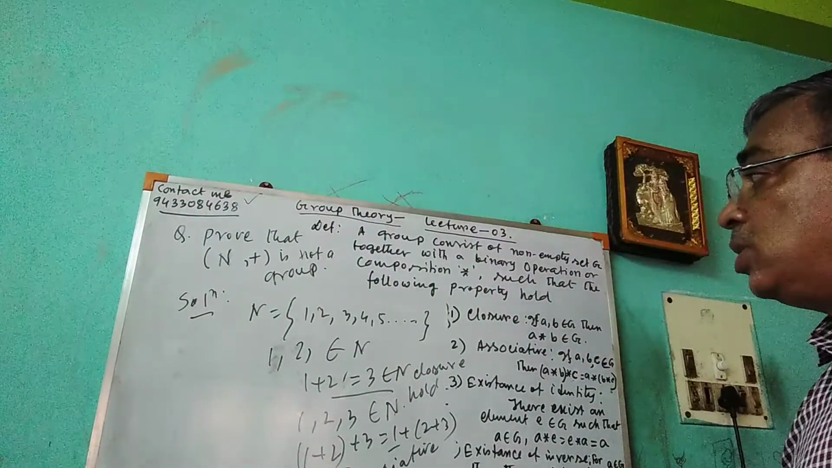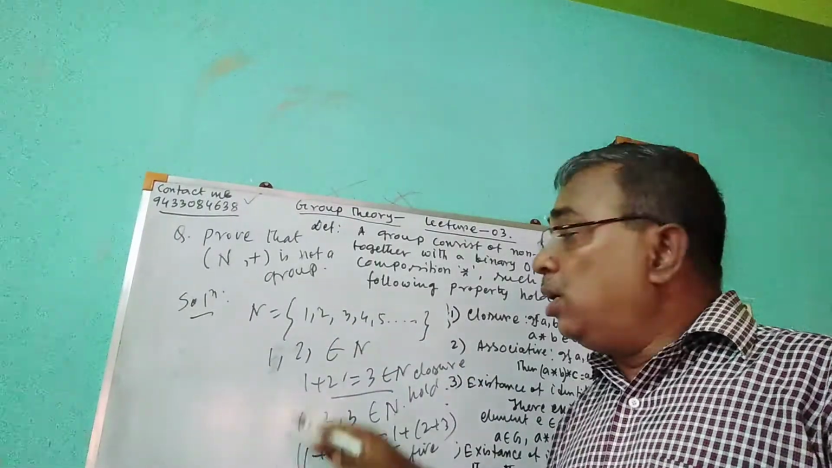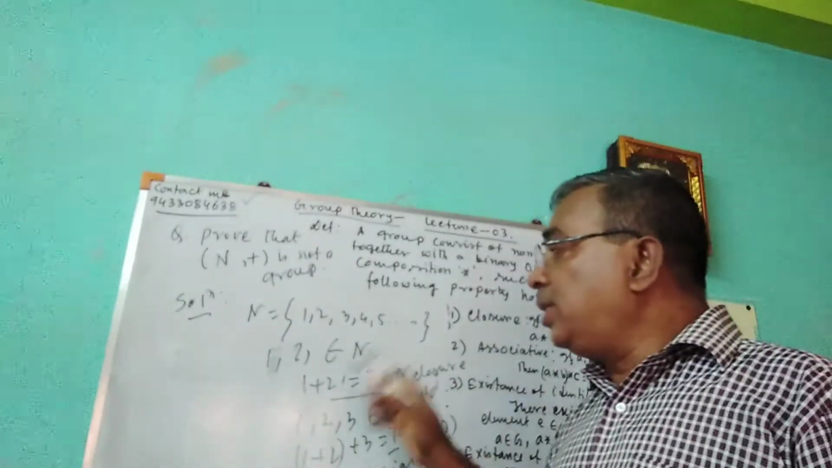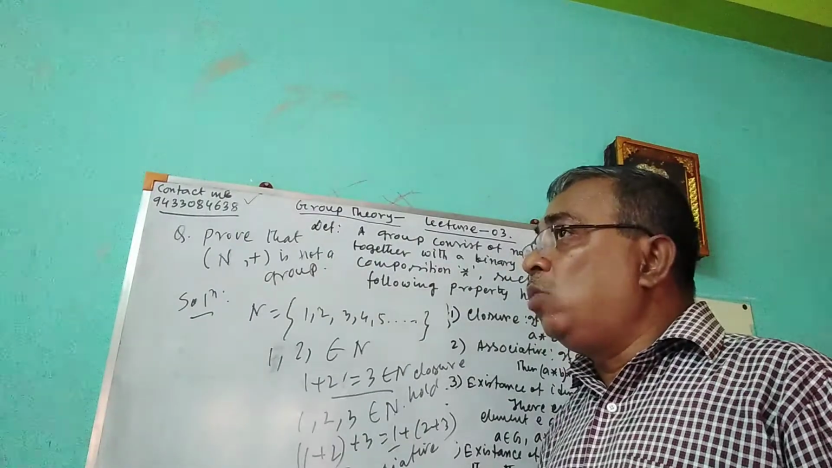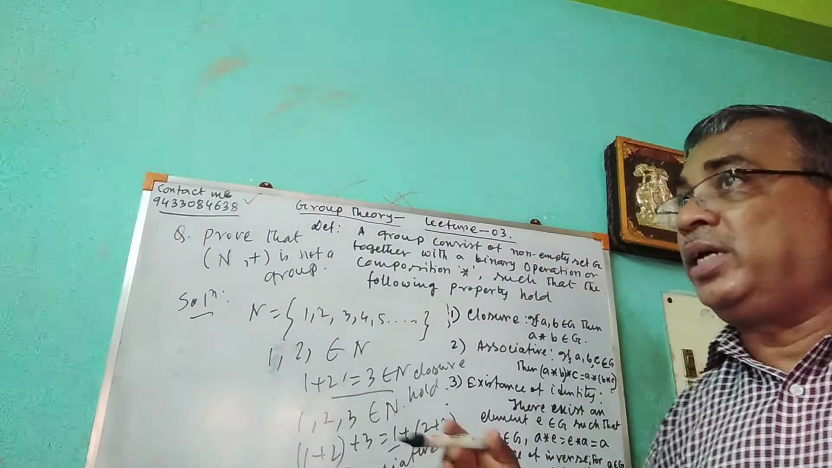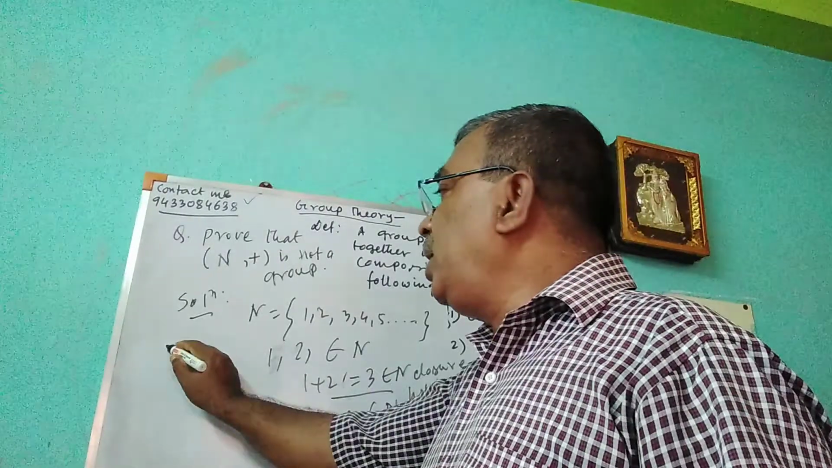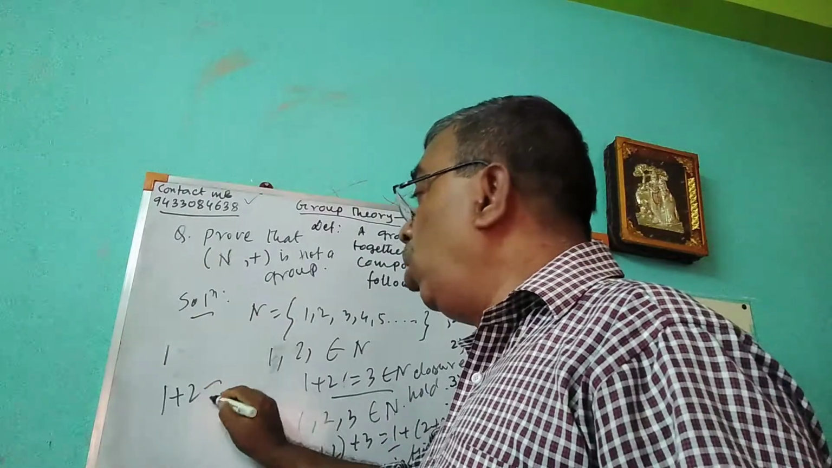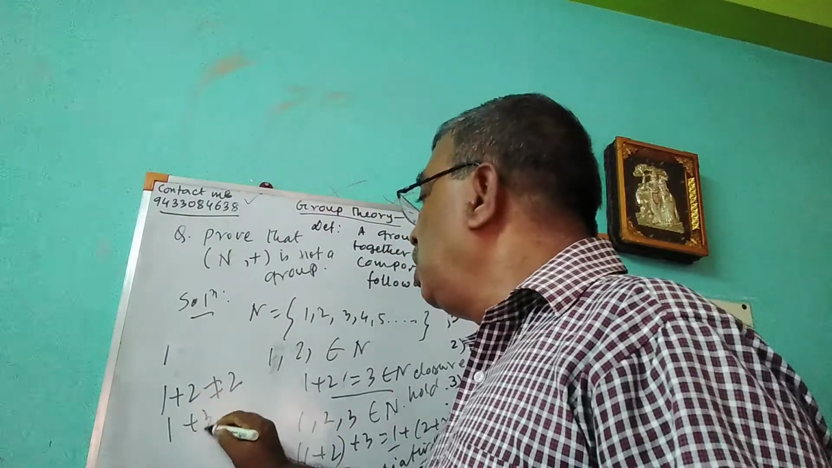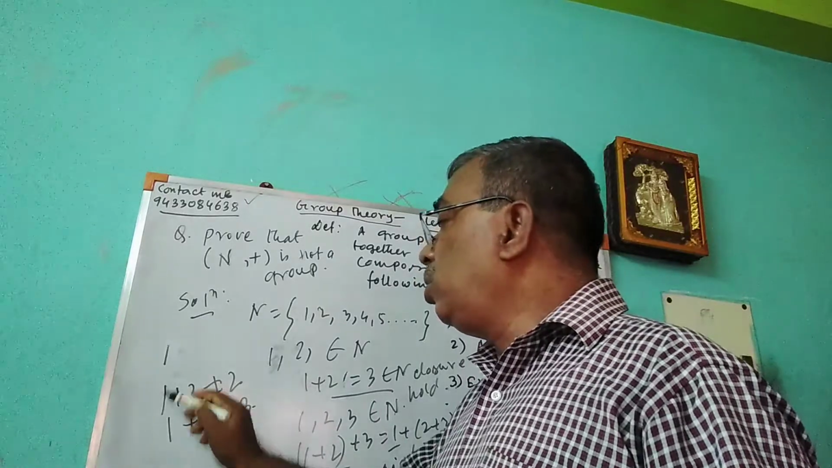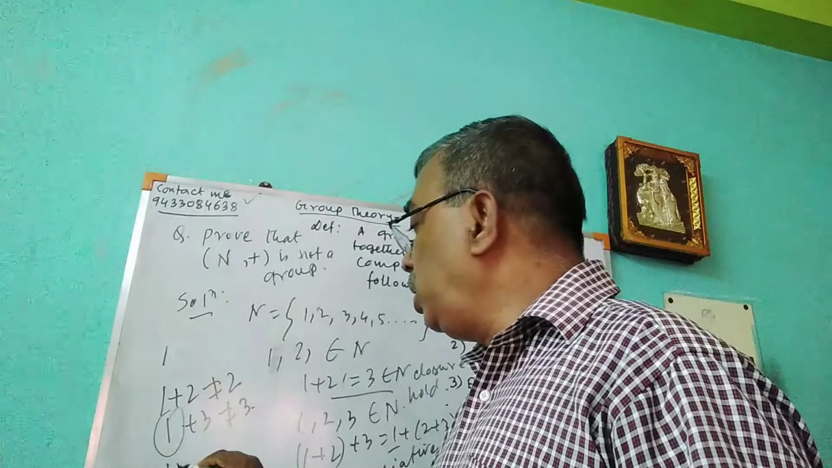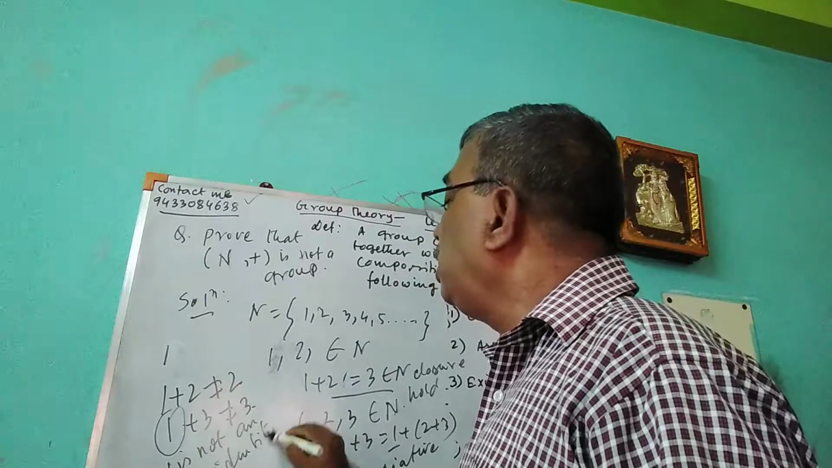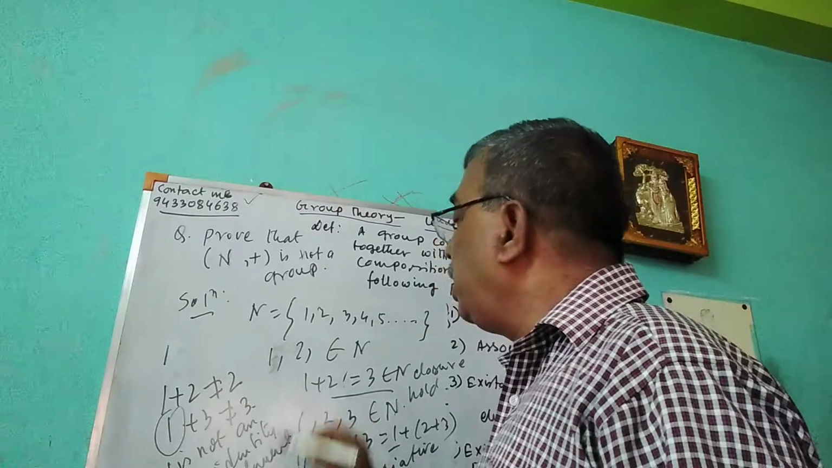Existence of identity: there is no element in N such that the addition of that element with another element gives back the other element. Suppose you say 1 is the identity element. Then 1 plus 2 is not equal to 2, and 1 plus 3 is not equal to 3. So 1 is not an identity element.